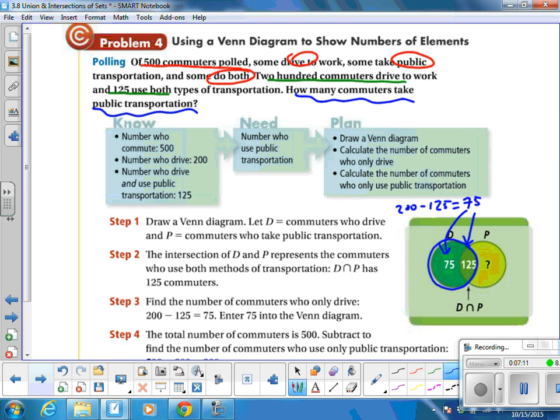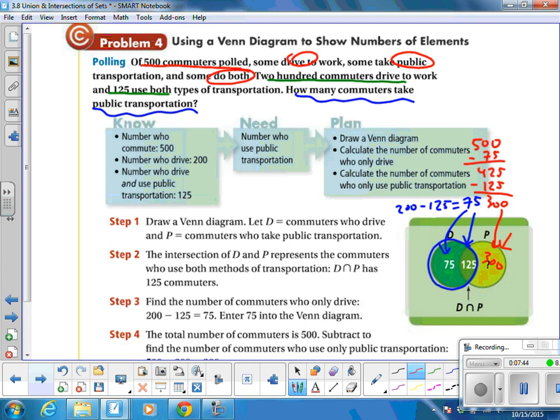Okay. Now in order to find this piece right here, if we come back up to my information, I see that we looked at 500 commuters. So I'm going to take my 500 commuters, and I'm going to need to subtract out this entire circle. I'm taking out my drivers, I'm going to subtract those out, which gives me 425. And then I want to subtract out the middle ones, the overlap, because I don't want to count them twice. And I'm going to end up with 300. So that tells me that there are 300 people that just take public transportation.